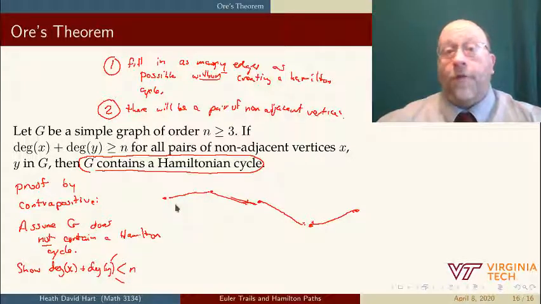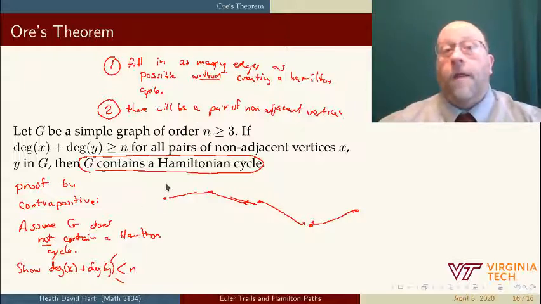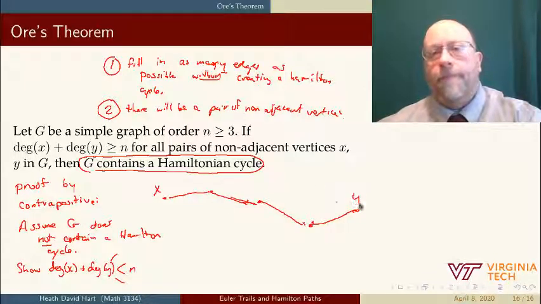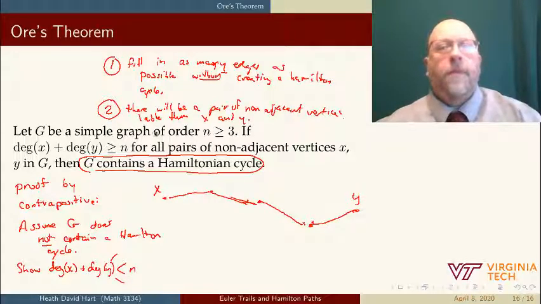If every pair of vertices was adjacent, then I could create a Hamilton cycle just by going through the graph, and then this vertex would be connected back to this vertex here, because every pair of vertices is adjacent. There will be at least one pair of non-adjacent vertices. Call those vertices x and y. Label them x and y. Okay?